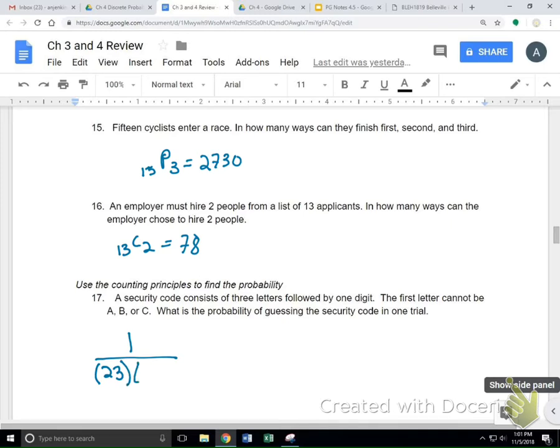And then we still have 2 more letters, so it's 26, 26, and then 1 number, which is 10, which equals 1 over 1,550,480. Yeah, I definitely read that wrong. Sorry, guys. It's 0.00000064.